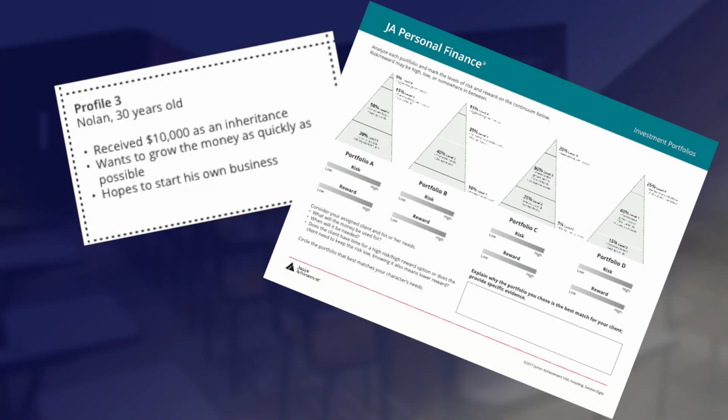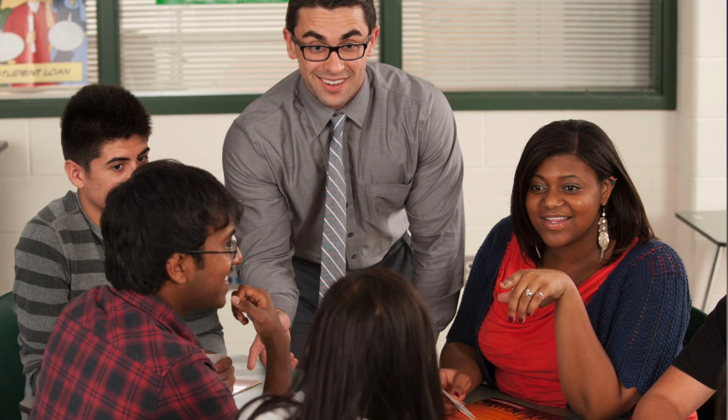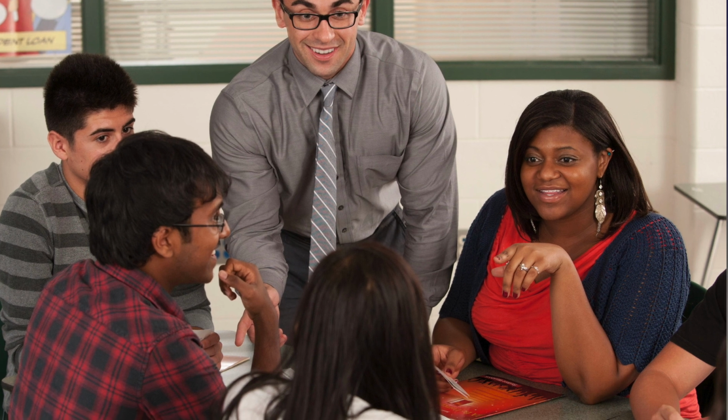During the main activity for this session, students enjoy working in groups as they take on the role of investment advisors. Divide students into groups of 3 or 4 and pass out the investor profile and investment portfolio handouts to each group. Students choose the best investment portfolio for their specific client using the risk versus reward investment triangle in their student guides. Following this activity, the groups will share their choices and explain their reasoning.